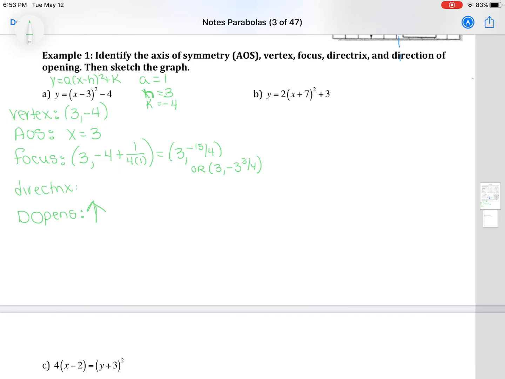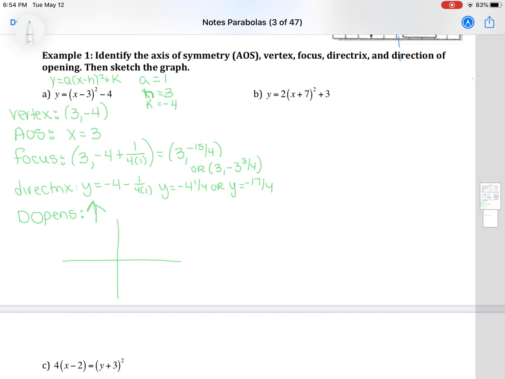All right, Directrix is an equation. It's a y equals standard form equation, which means the Directrix is y equals k minus 1/4 times a. So we have -4 minus 1/4. So you can either write y equals -4 and 1/4, or y equals -17/4. But again, this is a line, which means I should see a y equals variable in front.